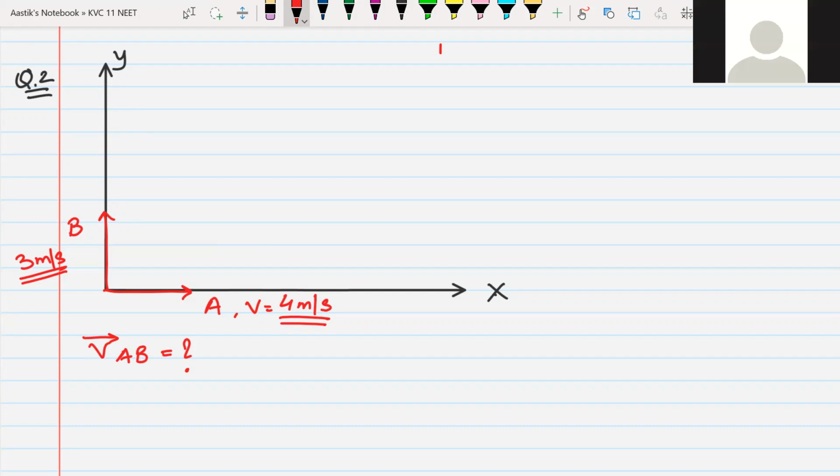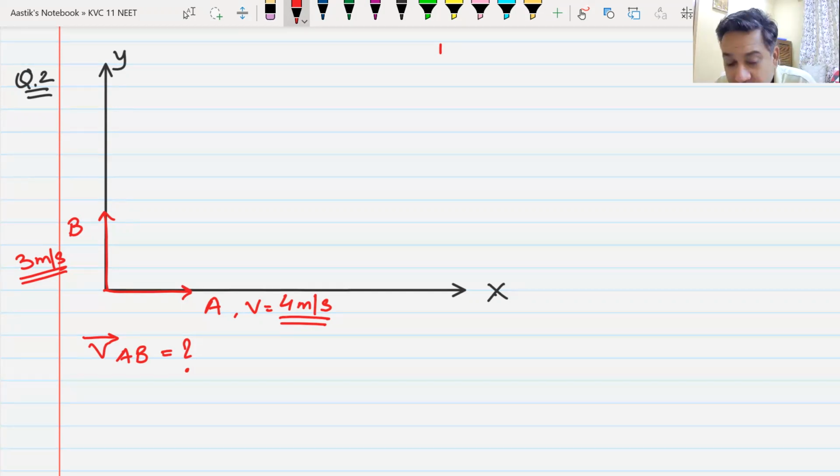Answer. Just beta, what is the answer? One is moving with a velocity of 4 meter per second. The other one is moving with a velocity of 3 meter per second. What is the answer?